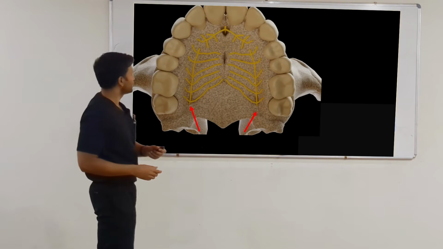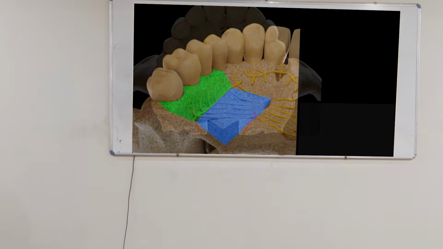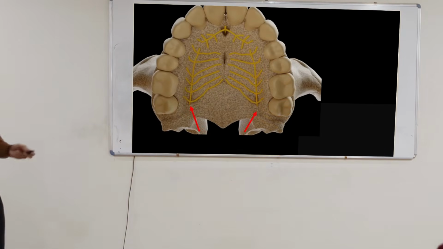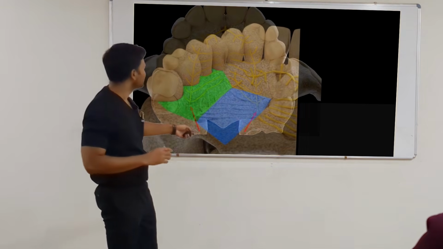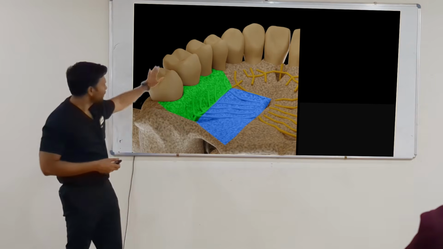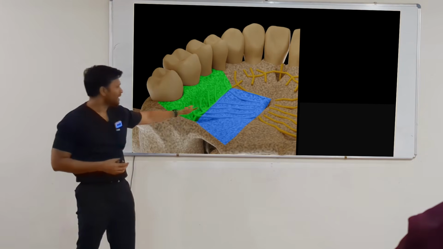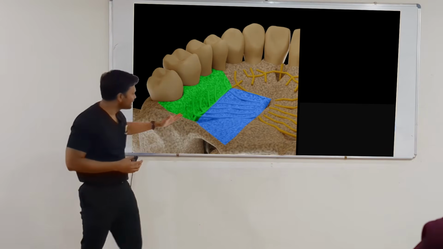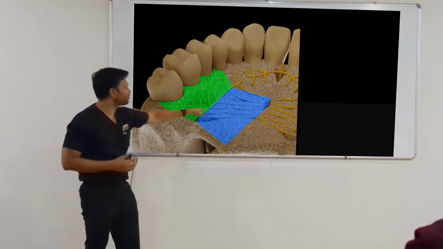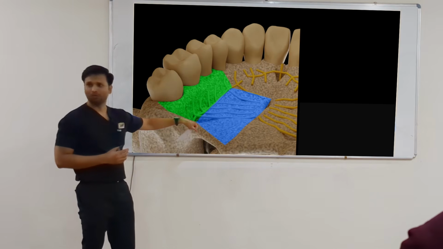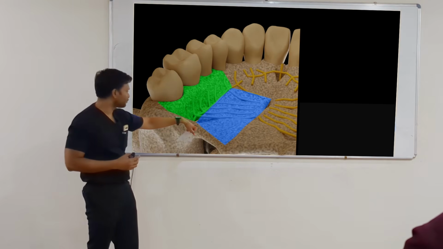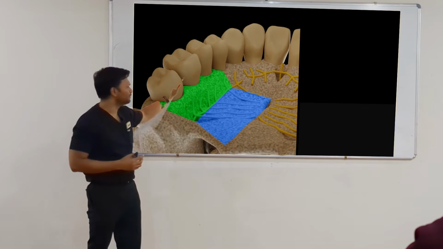So let's see, there's another image I wanted to show you. Let's go back. Okay, so I want to show you guys an image. Can you see this? Which bone is this? Alveolar bone, that is the green. And this is the palatal bone. And at the junction of the alveolar bone and palatal bone, we have this foramen, that is the greater palatine foramen. And now this is the mediolateral position.